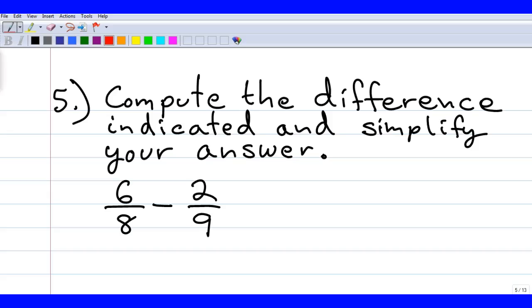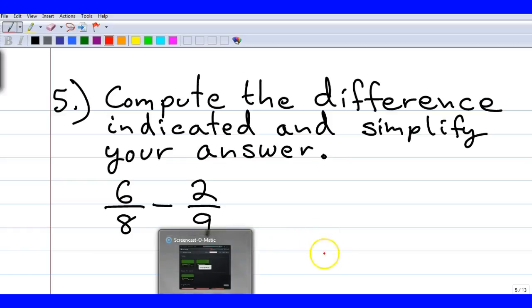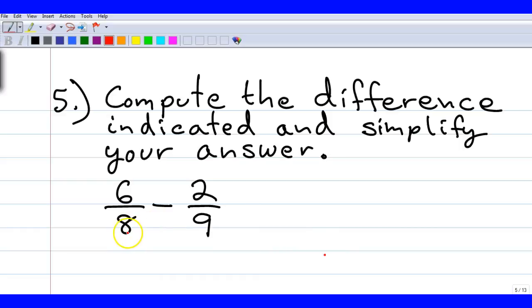In question number 5, it says compute the difference indicated and simplify your answer. So again, I have two fractions here that do not have common denominators. Before I can subtract them, I need to find a common denominator between an 8 and a 9. In this case, it would be 72, which is the same as simply multiplying the 8 times the 9. So to write the equivalent fractions for these, I write down a 72 minus my 72.